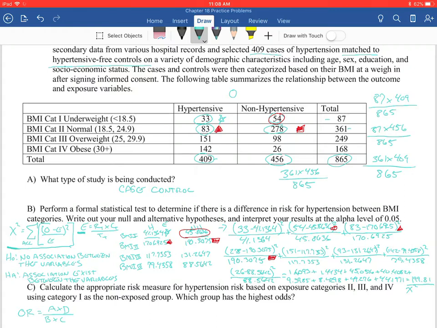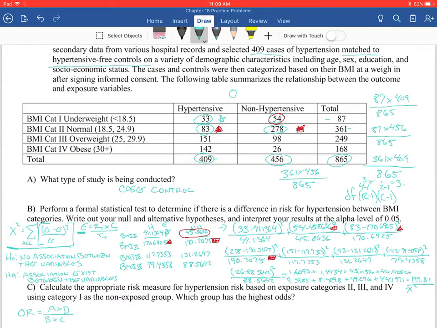So if you have a chi-squared value of 199.81, that is a high value. You should already kind of know that's a high value. But how do we determine the significance and if we are going to reject the null hypothesis or fail to reject the null hypothesis? So we have to go to table E. When we go to table E, we're first going to need to know our degrees of freedom, which we're going to take our rows minus 1 times columns minus 1.